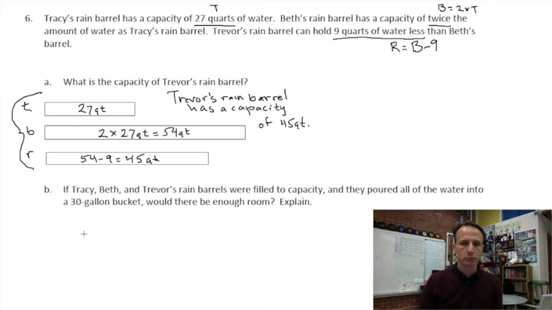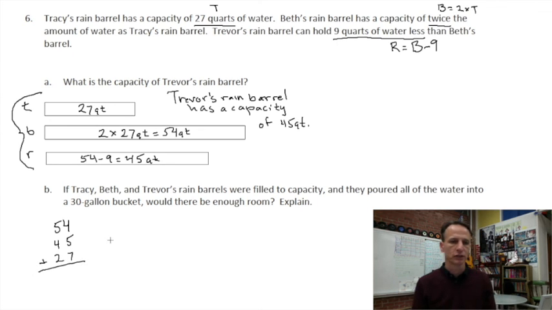Okay, so let's do exactly that. Let's go ahead and combine those. I'll write them in descending order to add here, and we'll do it as column addition. 54, 45, 27. We're pouring them all into a 30-gallon bucket. So 4 and 5 make 9. 9 and 7 are 16. I can make 10 here, right? 1 and 4 are 5, and 5 more are 10. Plus 2 is 12, so we have 126 quarts altogether.